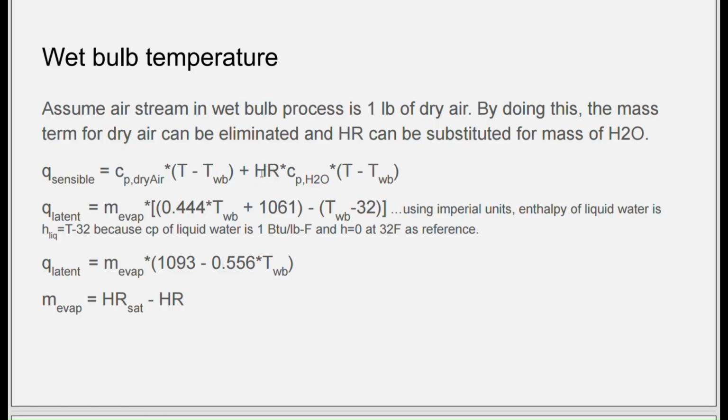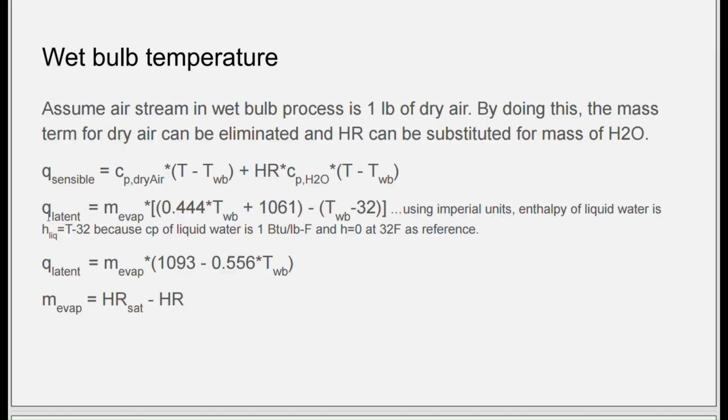Plus, I have humidity ratio written here. If you've got 1 pound of dry air, then your pounds of water vapor per pound of dry air, which is the humidity ratio, is going to be equal to the mass of water vapor. So we're going to say that HR, again, which is the same thing as water vapor mass, times specific heat of water vapor times delta T.